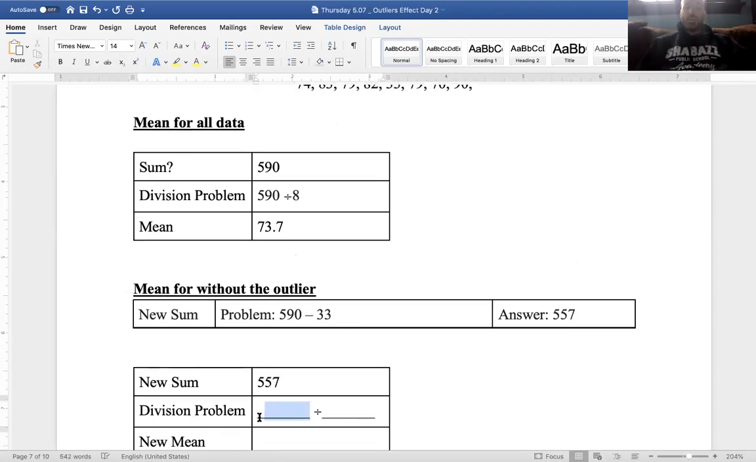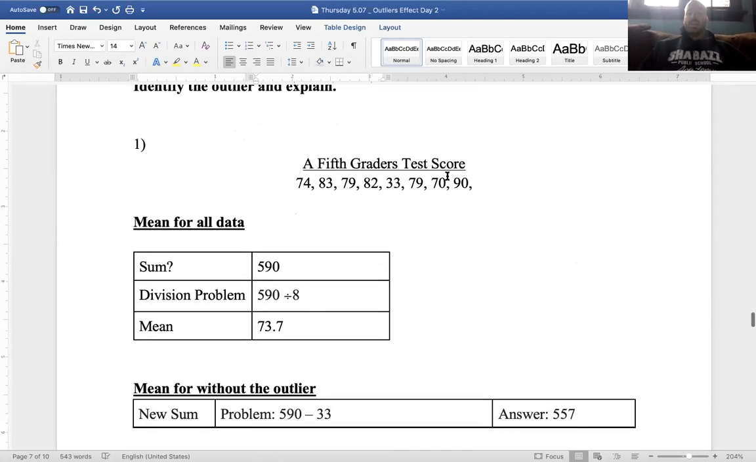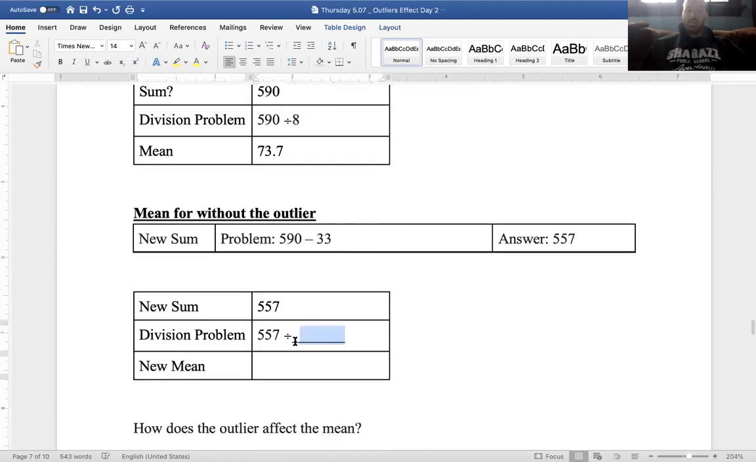557, I'm not going to divide by 8 because I'm no longer dealing with 8 grades. I took this one out, so I'm now just dealing with 7 grades. So I'm going to divide it by 7. 557 divided by 7 is 79.5, stopping at the tenths place.